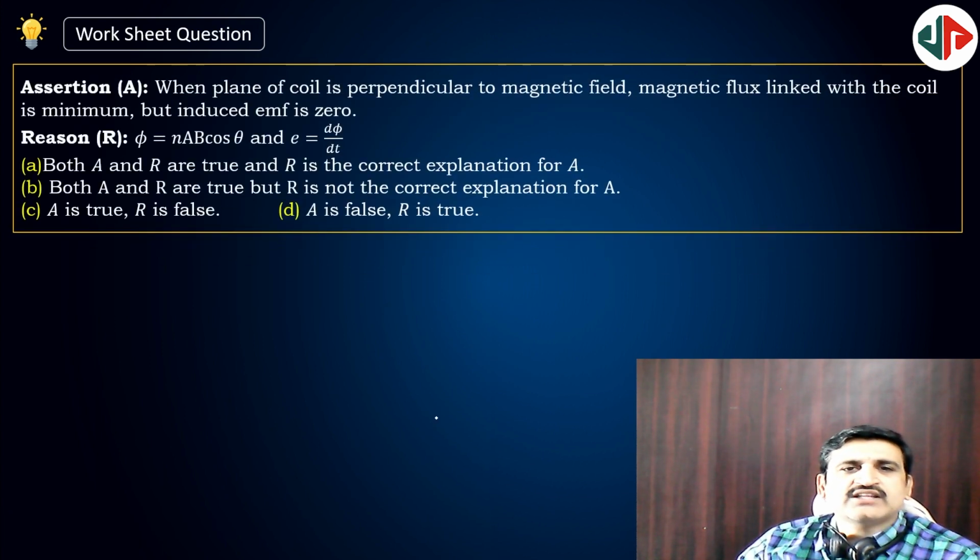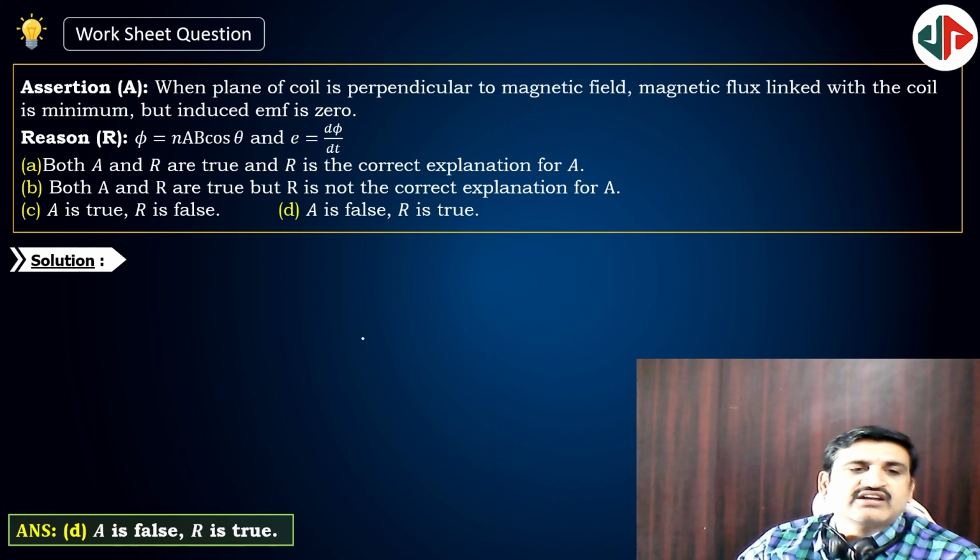When a plane of a coil is perpendicular to the magnetic field, magnetic flux linked with the coil is minimum. Plane is perpendicular, but induced EMF is 0. Phi is equal to NBA cos theta. Theta is with the normal, not with the plane, right? If it is perpendicular means cos 0, that is maximum only, yes. E equal to d phi by dt. If you consider sign, if negative sign is missing, otherwise even both are false. So A is false, R is true. D is preferable answer if you ignore even minus sign. D, yeah, here even minus sign is there, that is also ignored, otherwise even this also can't be taken.